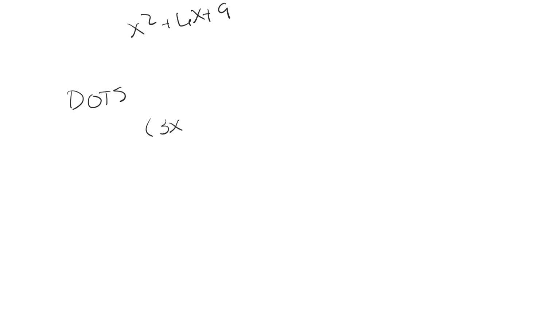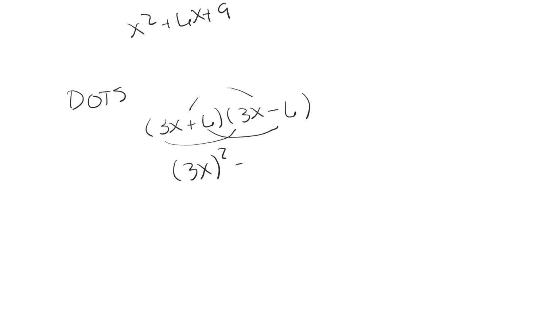3x plus 6, 3x minus 6. DOTS has a plus and a minus, and the same first term and the same second term, alright? And the answer to that is 3x squared minus 6 squared, which is 9x squared minus 36.